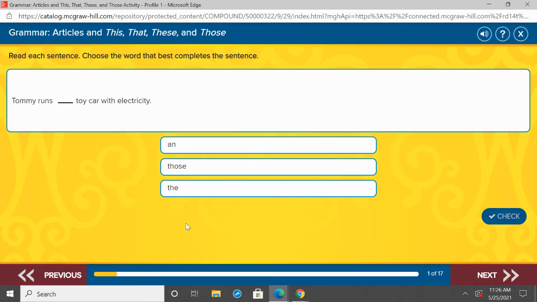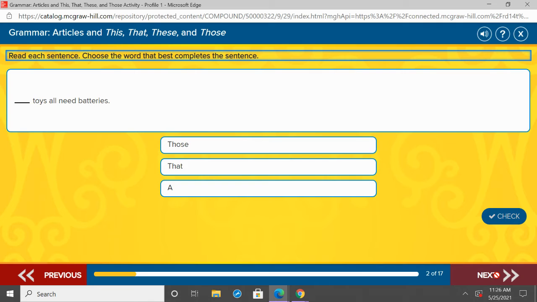Let's look at our different options. Tommy runs an toy car. Well, an is only used when the word starts with a vowel, and T is a consonant, so we wouldn't use an. Those is for when we're talking about plural. This is not plural. So in this case, we would use the. Tommy runs the toy car with electricity.